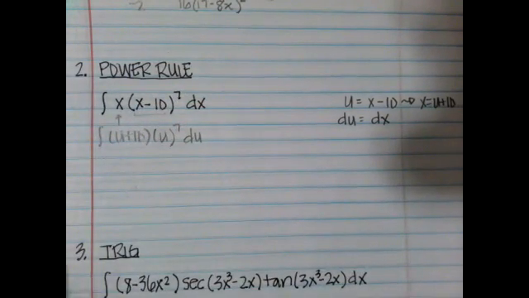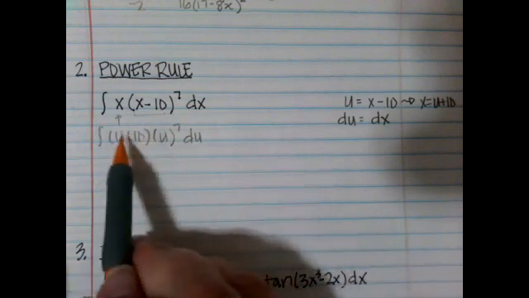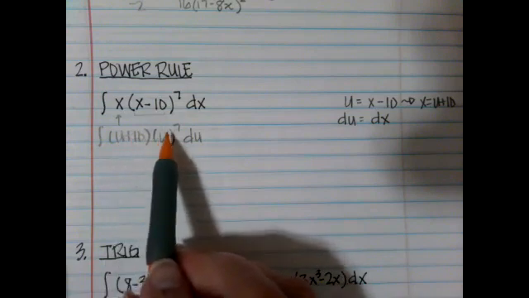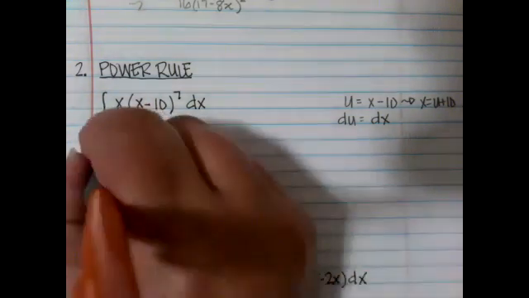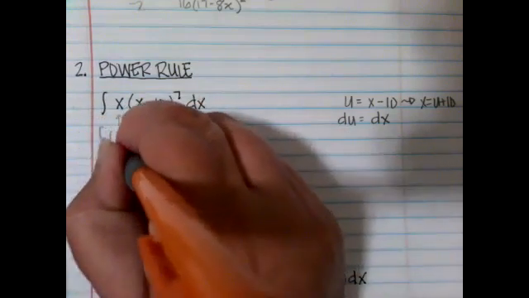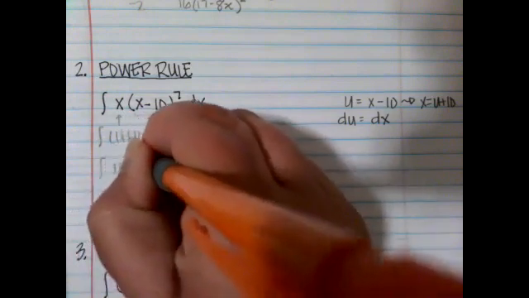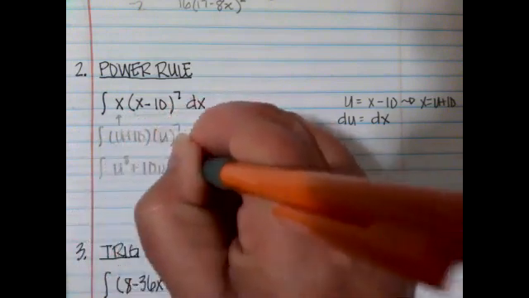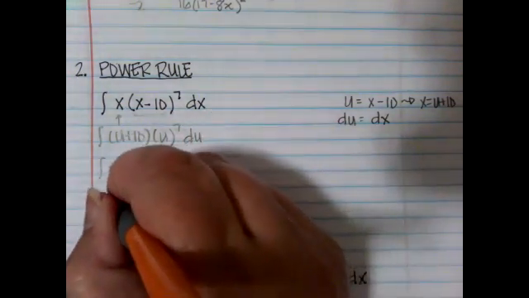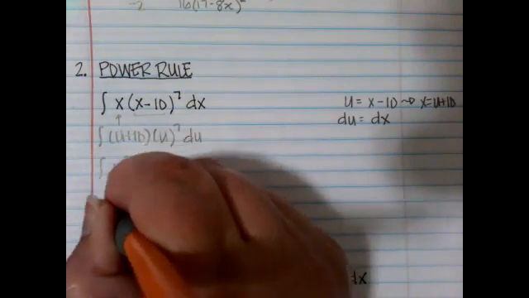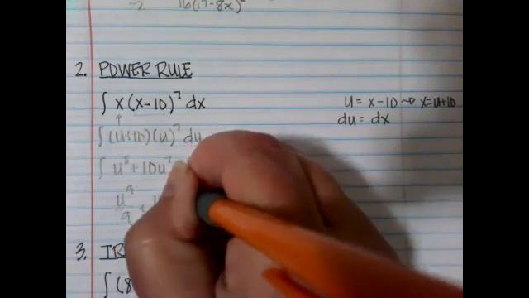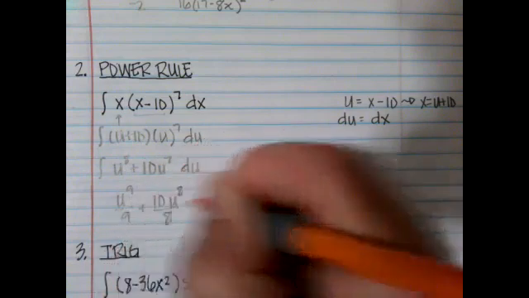Okay, and then we don't really have a way to integrate two things multiplied together, so I'm going to have to probably distribute this in just to make it easier to work with. So if I distribute u to the 7th, it would be u to the 8th plus 10u to the 7th du, and now I'm ready to do my power rule. So increase by 1, divide by that power, increase by 1, divide by that power.